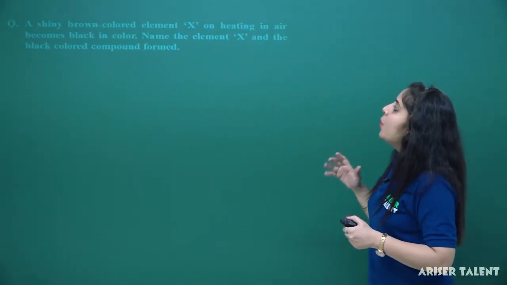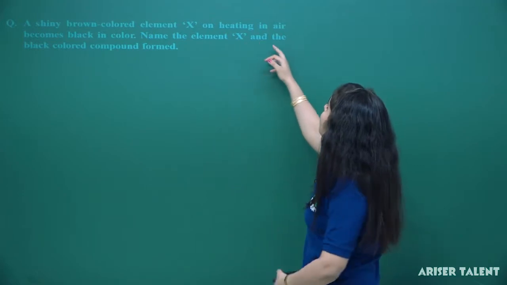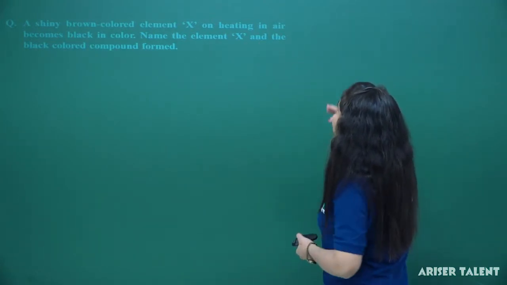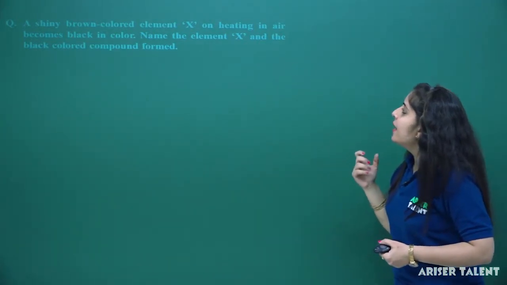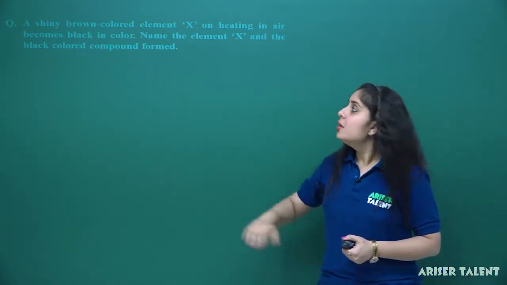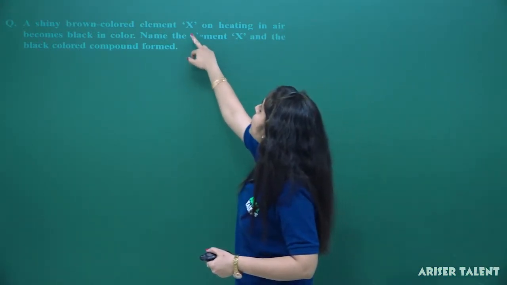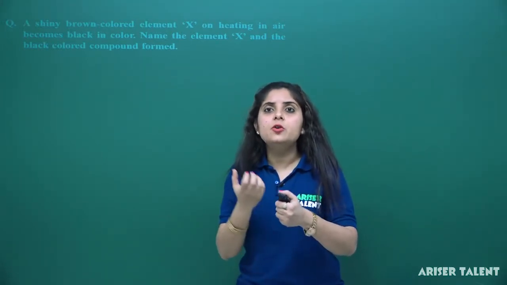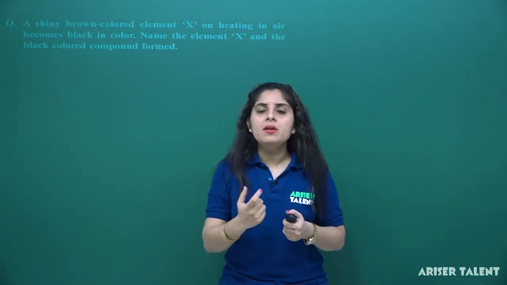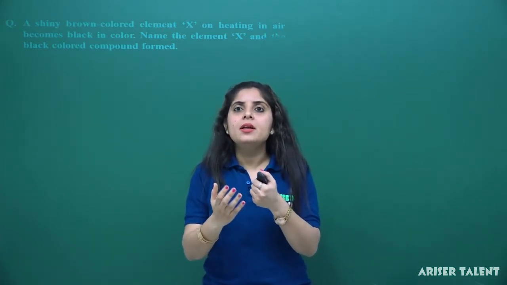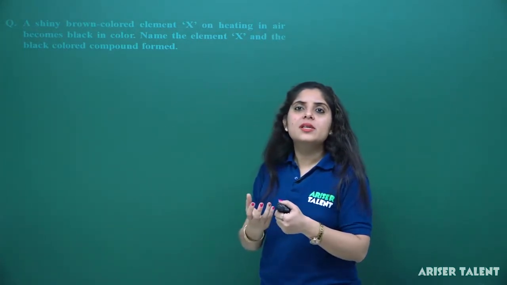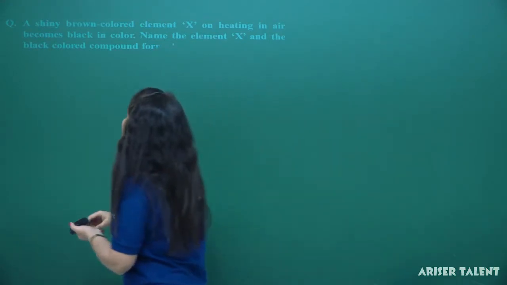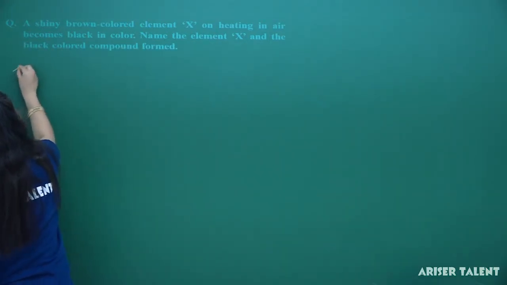A shiny brown colored element X on heating in air becomes black in color. Name the element X and the black color compound formed. So we have considered a shiny colored element. The shiny colored element that turned into black must be copper, and after reaction or burning it will turn into copper oxide, which is black in color. So we have the solution for this problem.